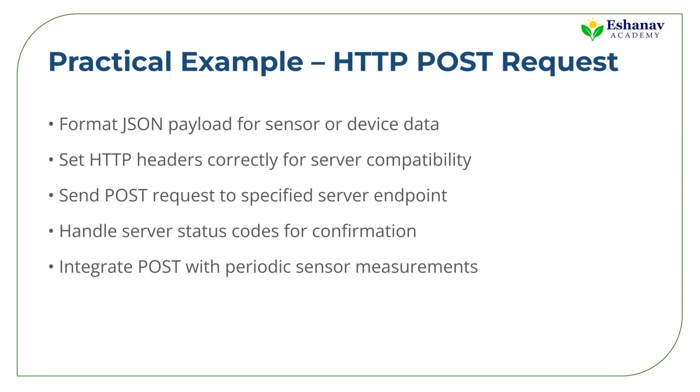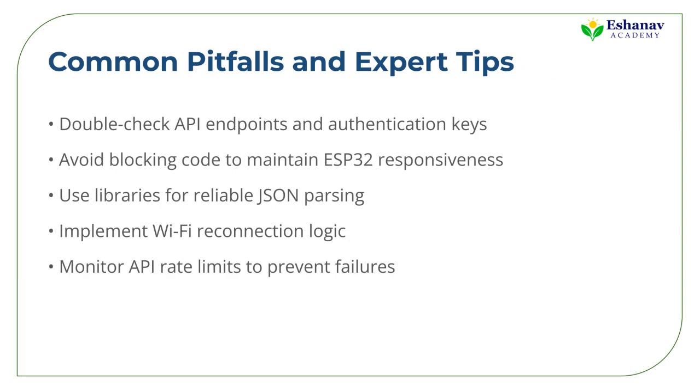Working with HTTP on ESP32 is straightforward, but common mistakes can break connectivity. Double-check URLs, endpoints, and API keys. An incorrect URL will silently fail. Avoid blocking calls. Use FreeRTOS tasks or event-driven handlers to maintain responsiveness. Parsing JSON manually can lead to errors. Use libraries like cJSON for structured handling.